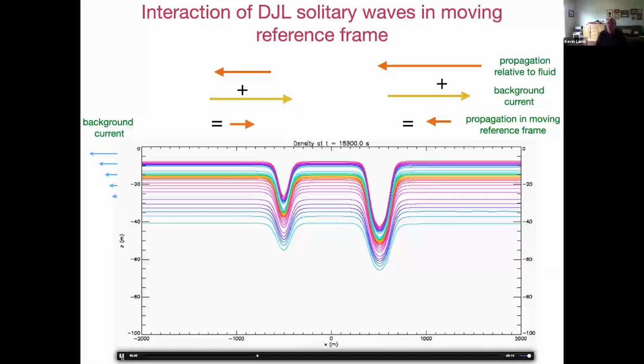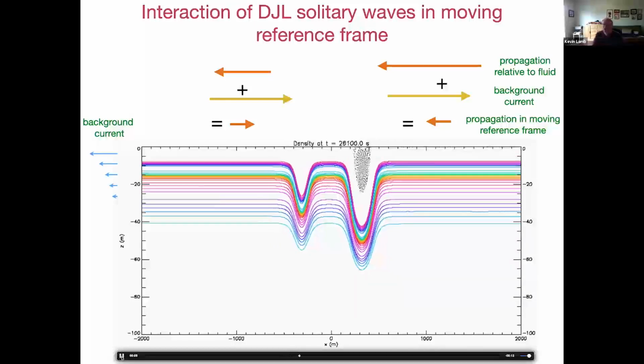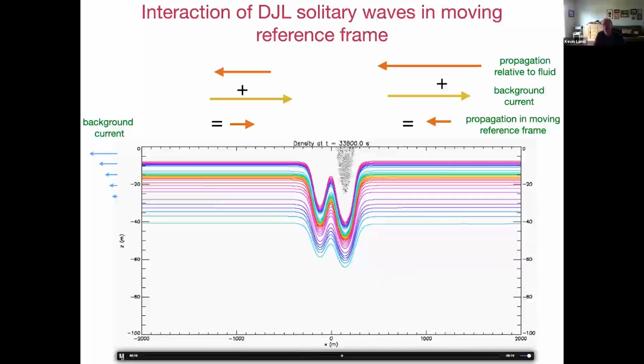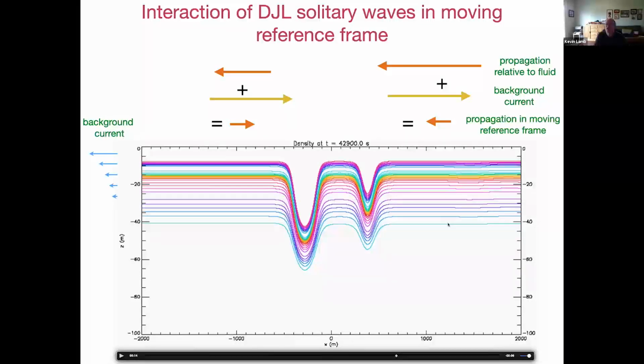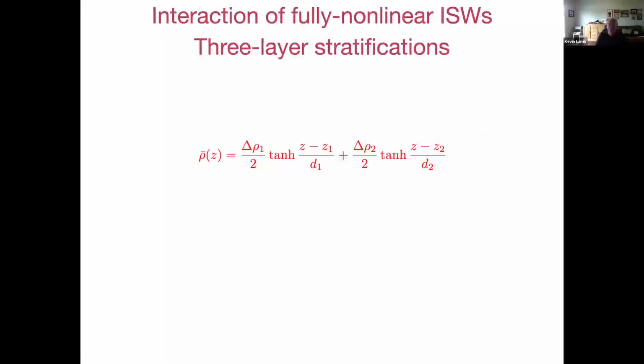After the interaction, the large wave has almost the same amplitude as the initial large wave. Similarly for the small wave, but there are, as you can see here, some very small amplitude waves being shed. So they're solitary waves, they're not solitons. They interact, they do change amplitude slightly, and they do radiate some small amplitude waves, but the radiation is very small, so they're very close to solitons. Okay, so here are some other examples with a three-layer stratification.